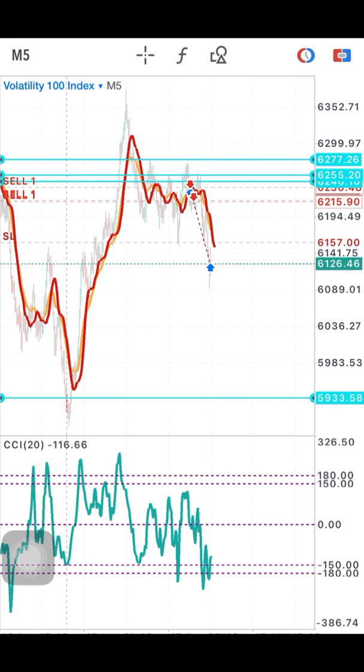I will still hold and allow the market to run. Probably later in the day, I will still show you the rest of the trade.